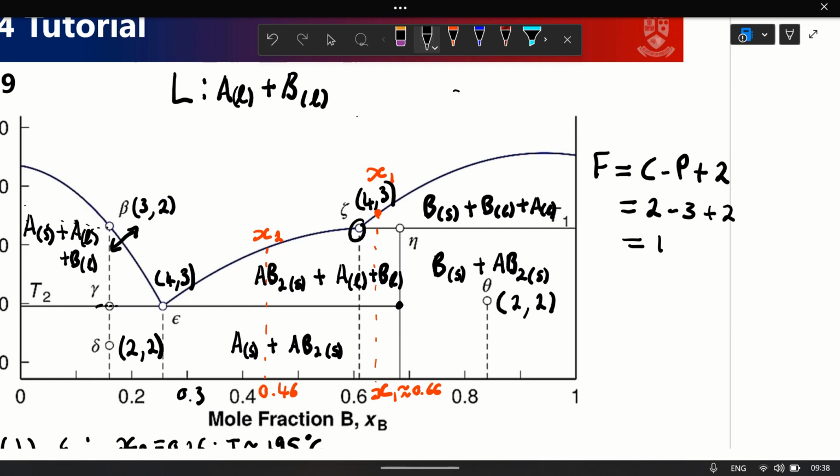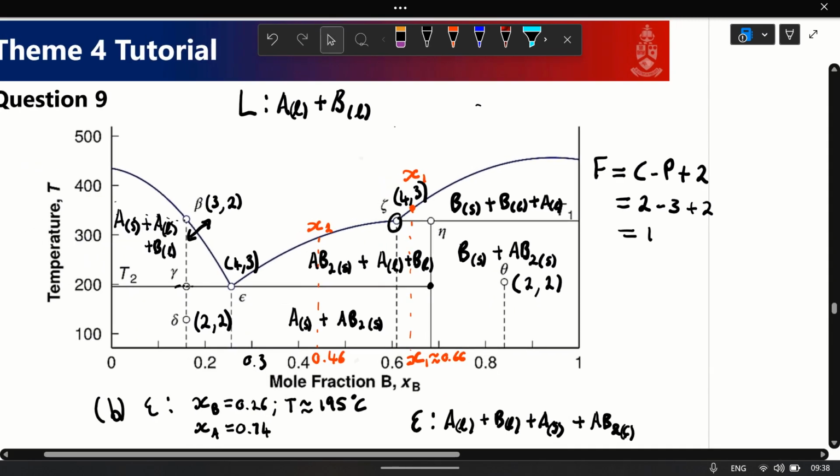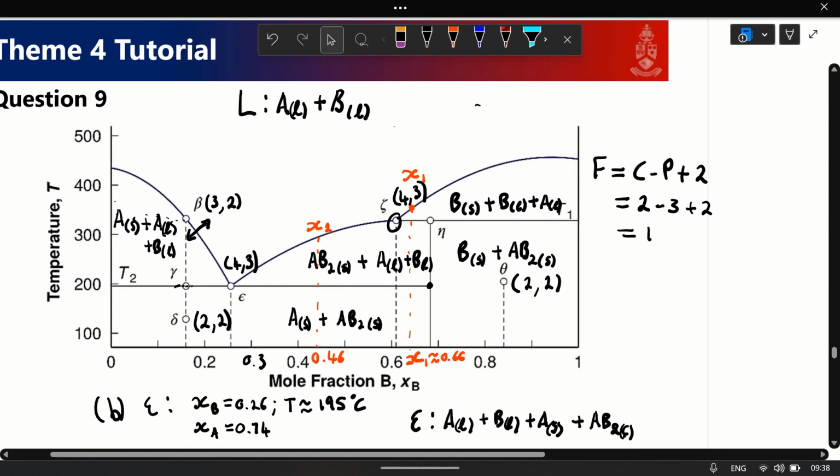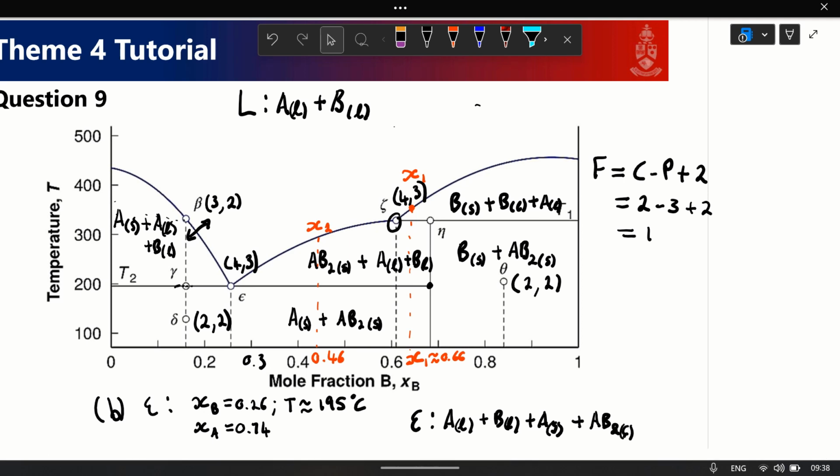But what does this 1 degree of freedom actually refer to? This 1 degree of freedom refers to the only parameter that's not on this phase diagram, and that is the pressure. The only degree of freedom that can vary here is the pressure. We can vary the pressure of the system, not the mole fraction and the temperature. That's a degree of freedom that can be varied.